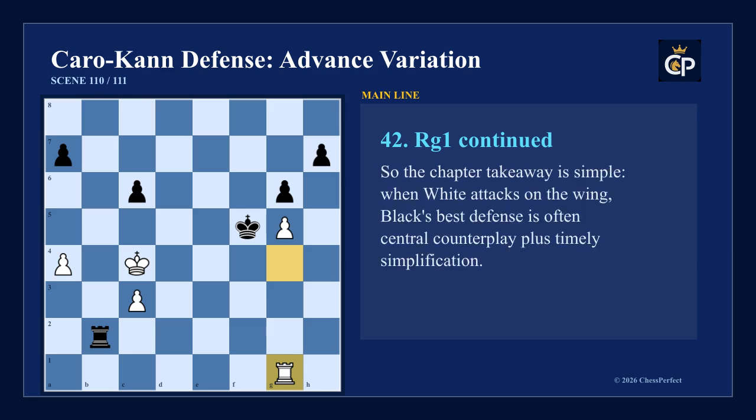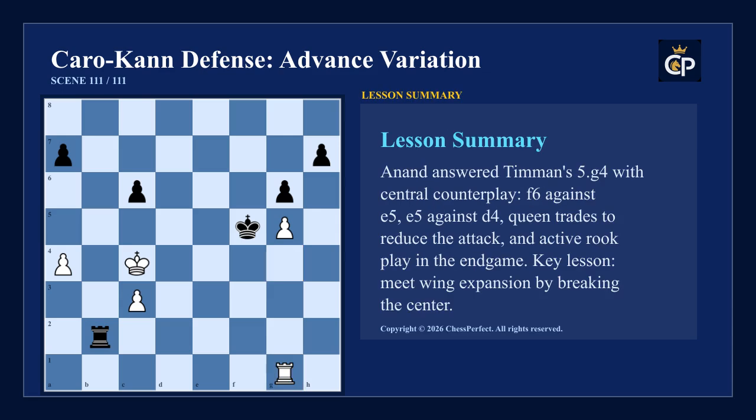So the chapter takeaway is simple: when white attacks on the wing, black's best defense is often central counterplay plus timely simplification. As we saw in this lesson, Anand answered Timman's g-pawn advance with central counterplay. Play f6 against e5, use e5 against d4, trade queens when the attack depends on queen pressure, and keep active rook play in the endgame. The key lesson is to meet wing expansion by breaking the center.